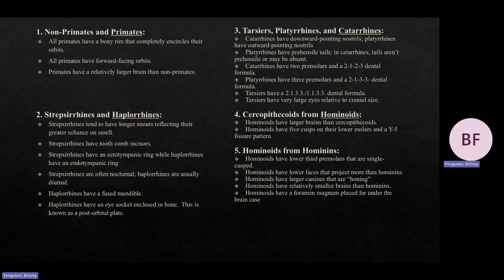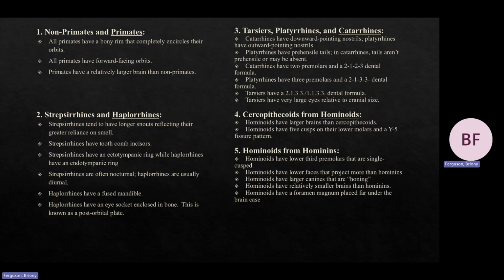Now, as we get more specific, the differences between strepsirrhines and haplorhines. Strepsirrhines tend to have longer snouts and a greater reliance on smell. They often have tooth comb incisors. These are just very long, thin, closely set together incisors that are actually used to kind of comb through fur, comb through leaves to catch insects. So it's also a good way of telling if something is an insectivore or not. If it has a tooth comb, it is likely an insectivore.